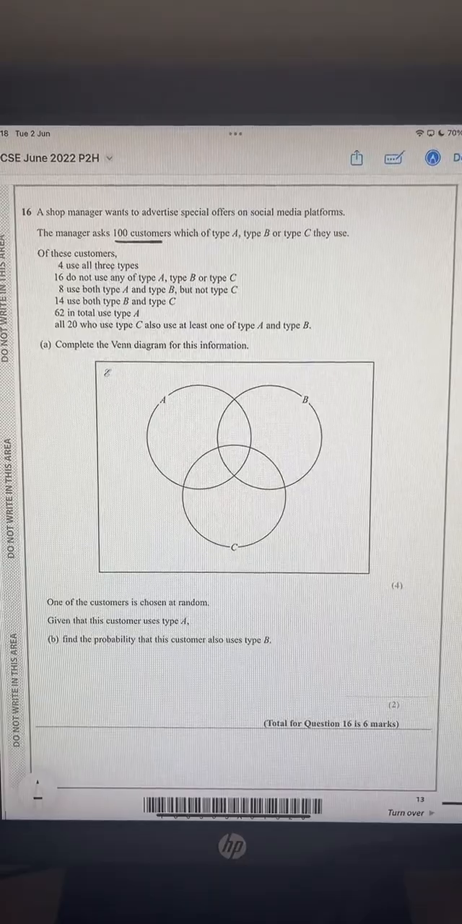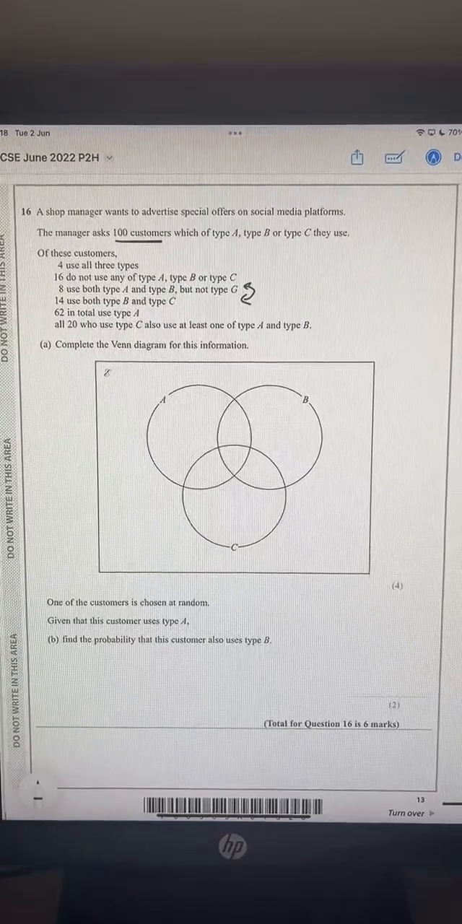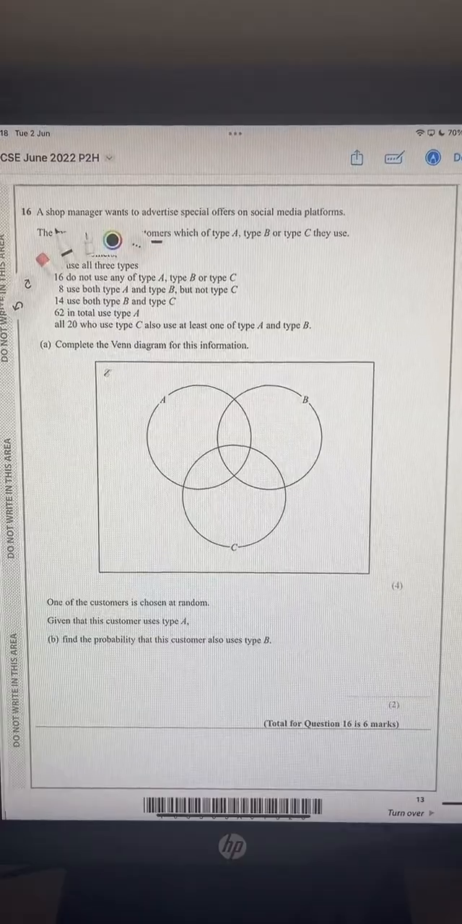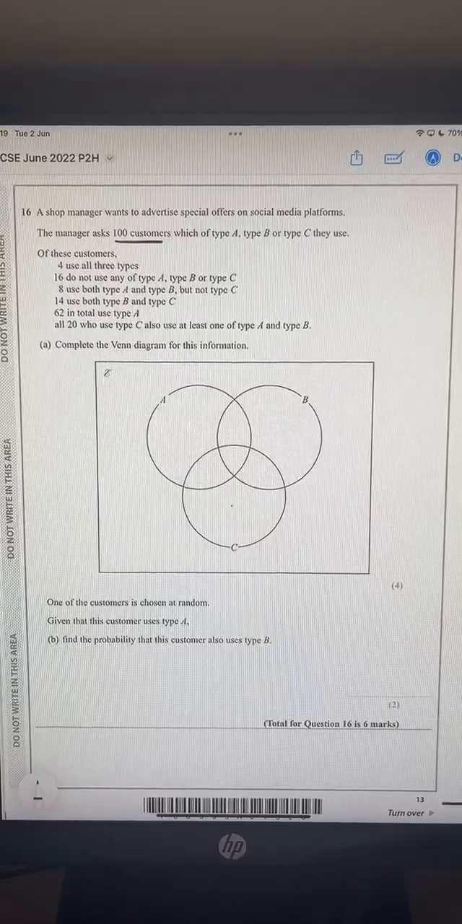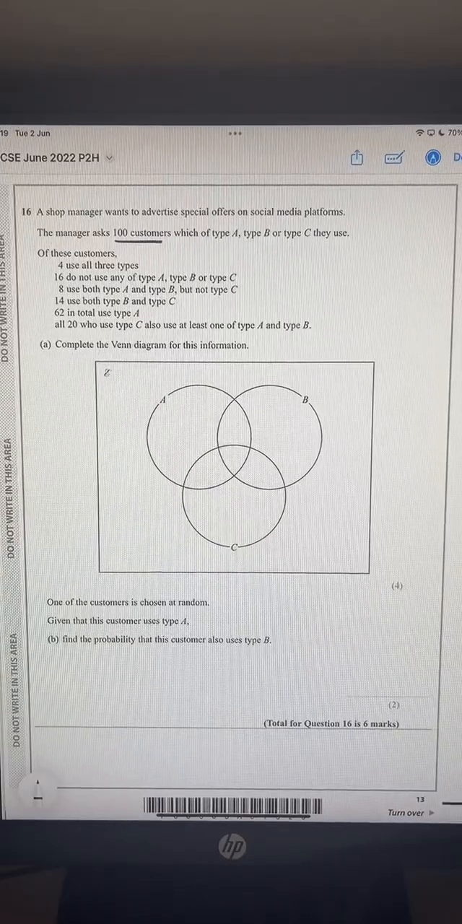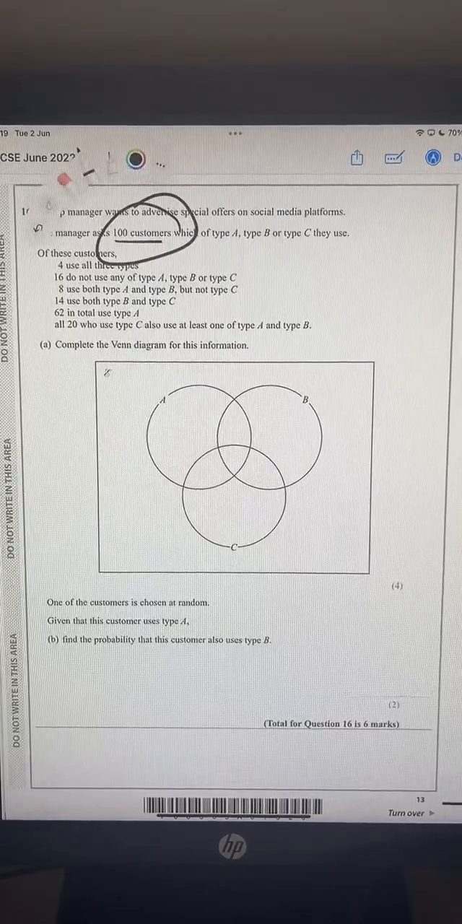Okay, so 4 use all 3, 16 do not use any of A, B, or C, 8 use A and B but not C, 14 use B and C. So note the difference here and here. They're saying not C here, but they're not saying not A here. So that's a little nuance we need to look out for. 62 in total use A, so in my whole A circle is 62. All 20 who use type C also use at least one of type A and B, so I know that this is going to be 0. There's no one who solely uses C. And then they don't give me information about one of these, and I'm going to have to calculate that using my total, because that's what's stated at the top.